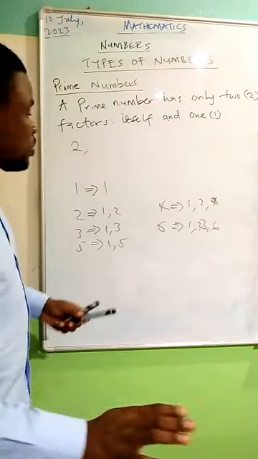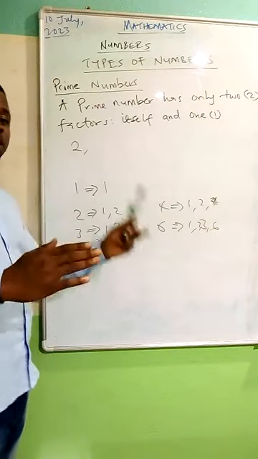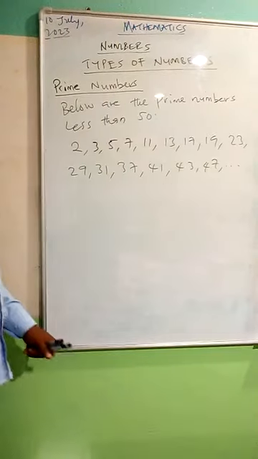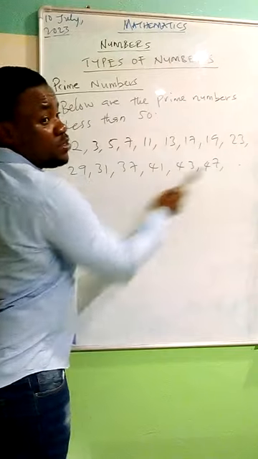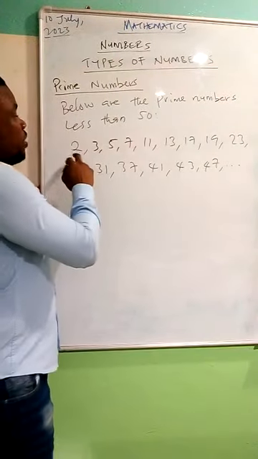If there are only 2 factors, it's going to be what now? A prime number. So I'll give you the prime numbers between 1 and 50. There are about 15 of them. Is that okay? What I have now, these are the first 15 prime numbers. Actually, prime numbers less than 50. Are you with me? We have 2, 3, 5.